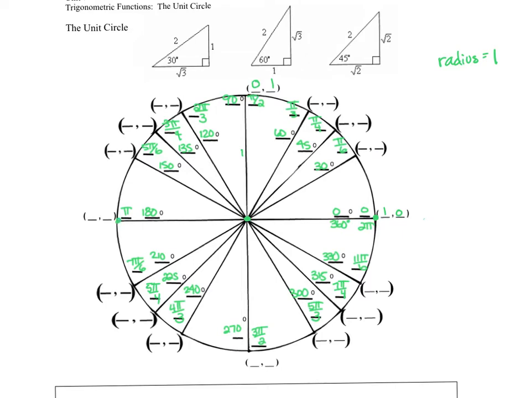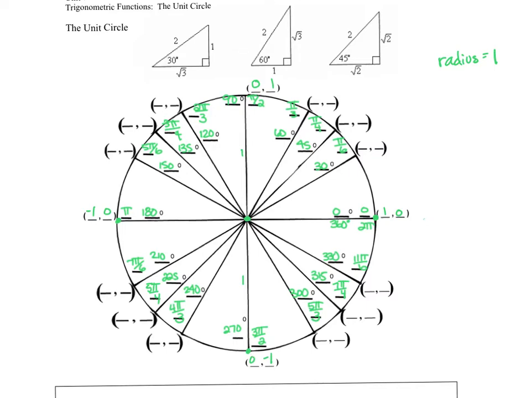Pi then would be 1 unit in the x direction, but it's negative. So this is a -1, 0 in the y direction. And finally, 270 degrees is down the y-axis 1 unit because its radius is equal to 1. So this would be -1 in the y direction and 0 units in the x direction.